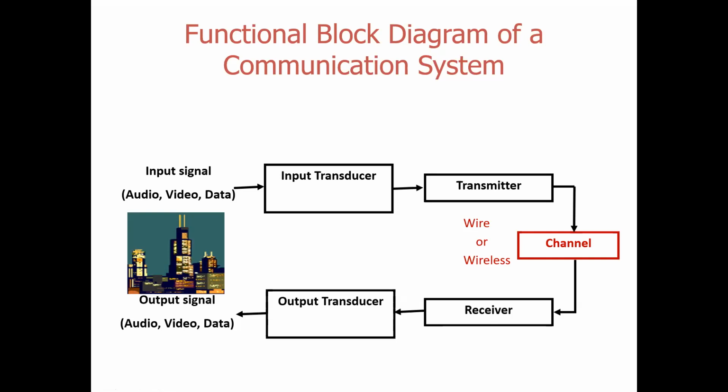Input signal, audio, video, data, input transducer, then transmitter, then channel, then receiver, then output transducer. You will have to pass it through the channel, wired or wireless. So what kind of channel is microwave? Microwave is a wireless channel. And remember one thing, microwave requires line of sight communication. That is the necessity of microwave.